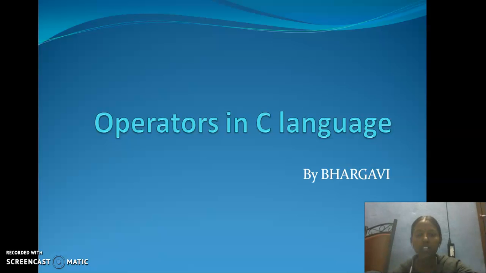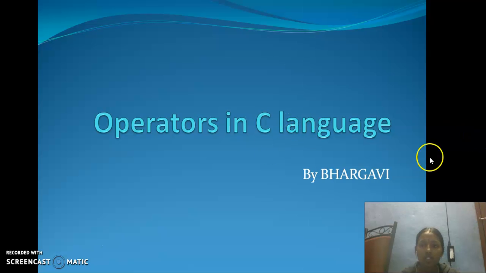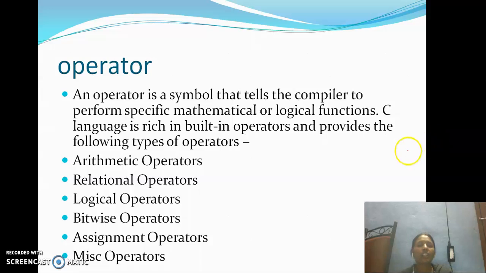Good evening everybody. Today we are going to discuss the operators in C language. What is meant by an operator? An operator is nothing but a symbol that is useful in many conditions when we are writing programs. That means an operator is a symbol that tells the compiler to perform specific mathematical or logical functions. C language is rich in built-in operators and provides the following types of operators.